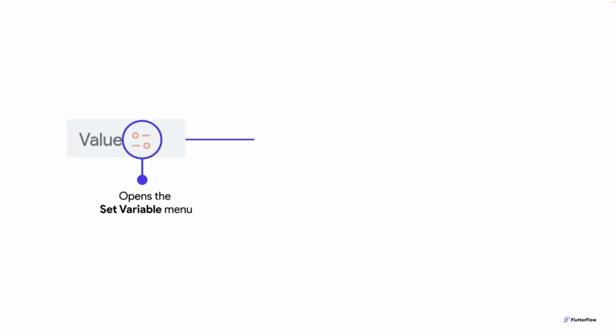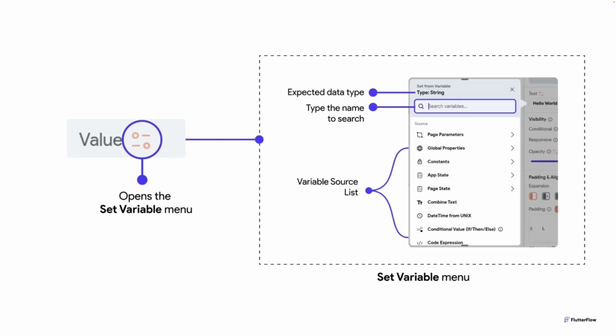This is a powerful feature that allows you to dynamically control the content or behavior of your widgets using data stored in variables. When you select a variable from this menu, you instruct FlutterFlow to use its value to populate and modify the widget's properties such as text, visibility, or styling. This menu provides various variable sources, including data specific to the page or component, global properties that apply across the entire app, constants, and more.